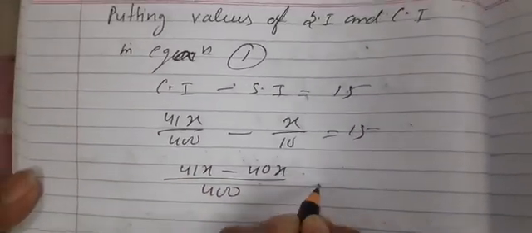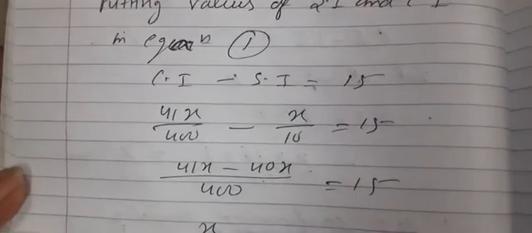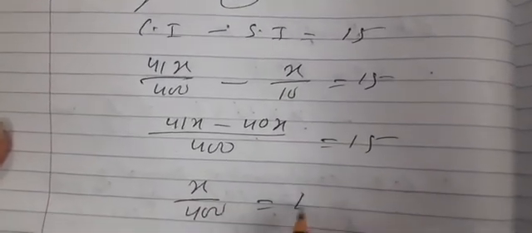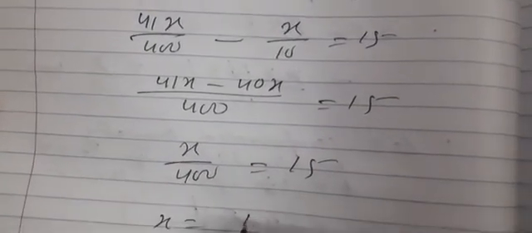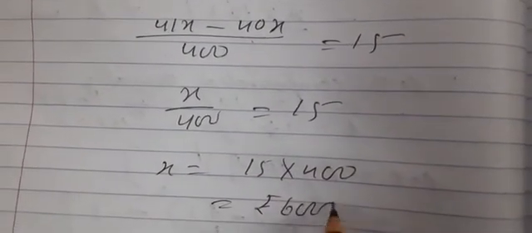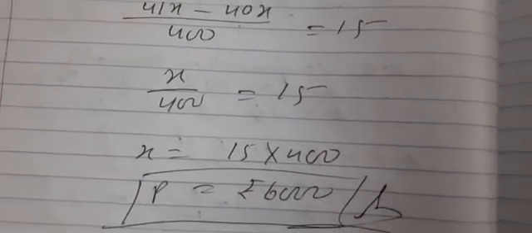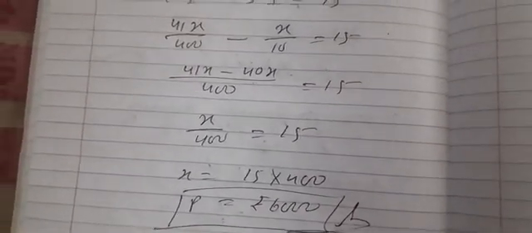Now we will solve it to get the value of x. I'll take the LCM. Here is 400, it is 41x minus 40x is equal to 15. So x by 400 is equal to 15. So x is equal to 15 into 400, that is rupees 6000. So our principal was 6000. This is your answer. Here our answer is over.